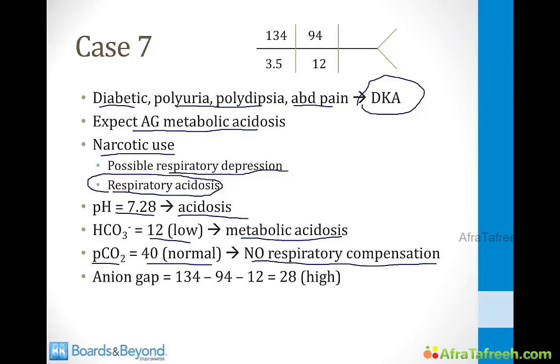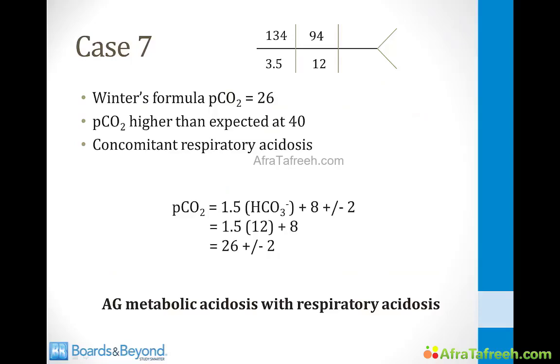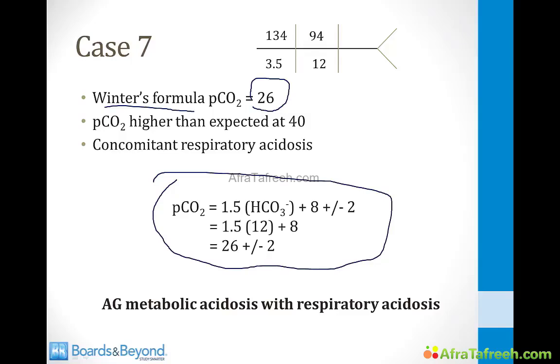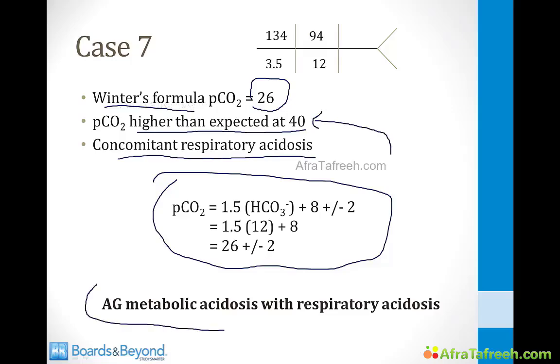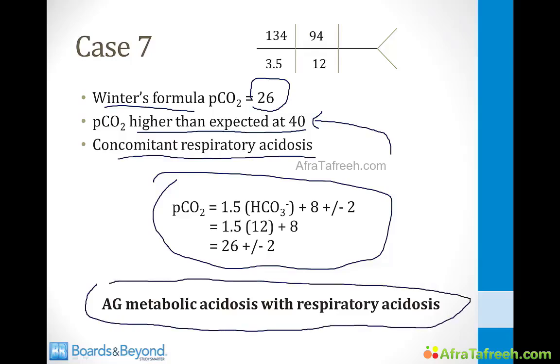And then finally, we do the anion gap anytime we see a metabolic acidosis. And for this patient, it's 134 minus 94 minus 12, which is 28, so that's high, meaning we have an anion gap metabolic acidosis. So we'll use Winter's formula to check the PCO2, and we find that the expected PCO2 is 26. I've shown the math for that down here if you want to review it. So our PCO2 is higher than expected at 40, so there is a concomitant respiratory acidosis. And remember, you can use Winter's formula to prove this to yourself, but already you know that a normal PCO2 in the setting of an acidosis is a problem. It should never be normal. So we have an anion gap metabolic acidosis combined with a respiratory acidosis.